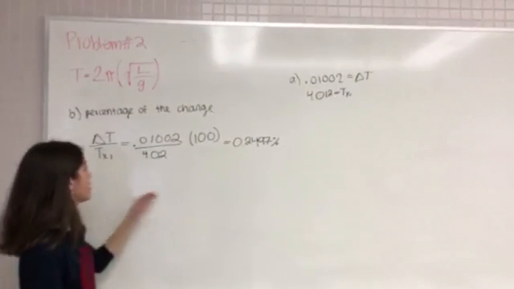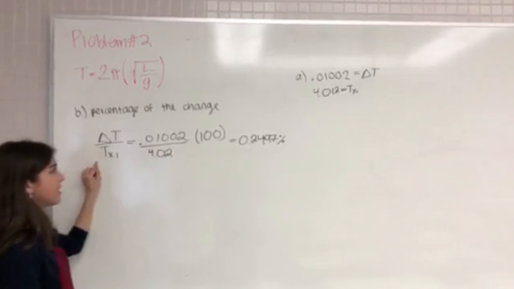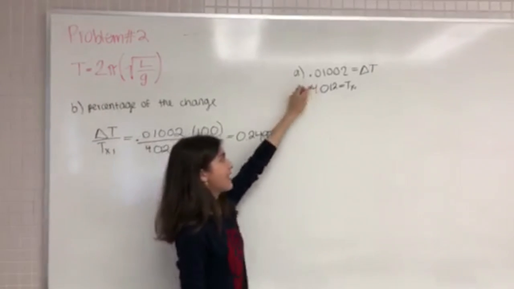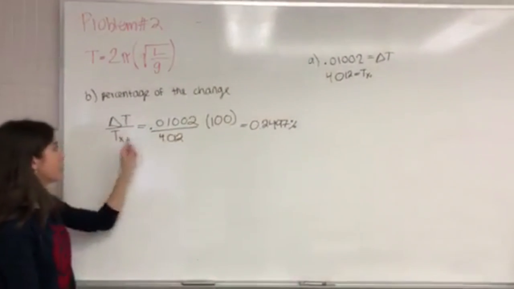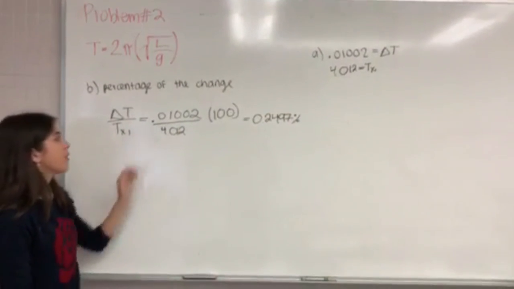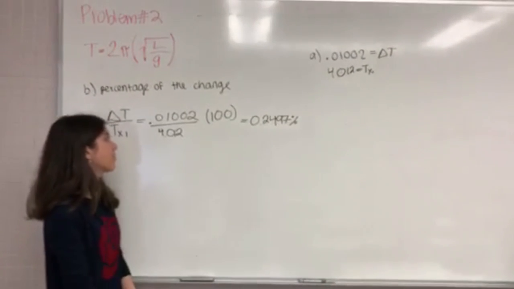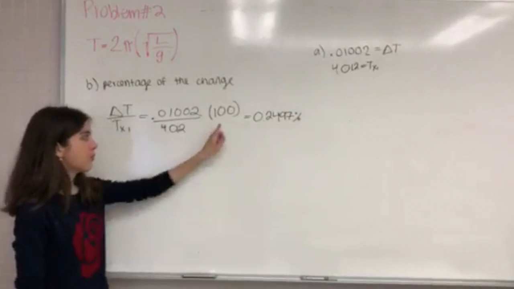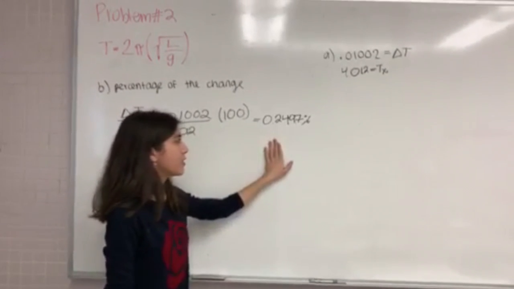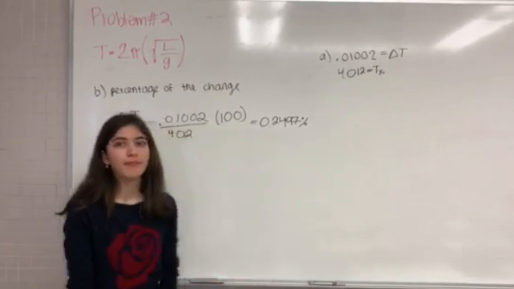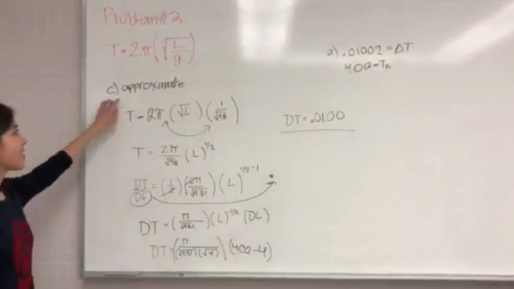In part B, it asks us for the percentage of change. For the percentage of change, we need to know the change in T and T1. The change in T, we got from part A, and we just substitute them into the formula. So it will be 0.01002 over 4.012 times 100, and we get the percentage, which is 0.2497%.